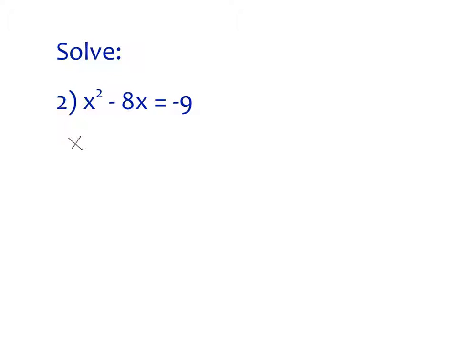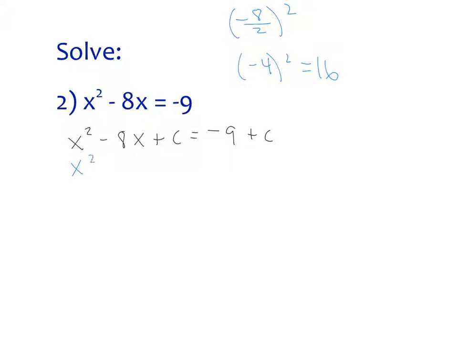So I'm just going to add c to both sides of the equation so that I can have a perfect square trinomial. Again, if I add c to one side, I have to add it to the other. And then how do I figure out c again to be a perfect square trinomial? I take half of b and I square it. So negative 8 divided by 2 squared is negative 4 squared, which is 16. So a perfect square trinomial on this left-hand side would be x squared minus 8x plus 16 equals negative 9 plus 16.